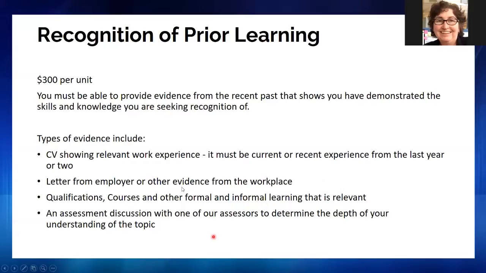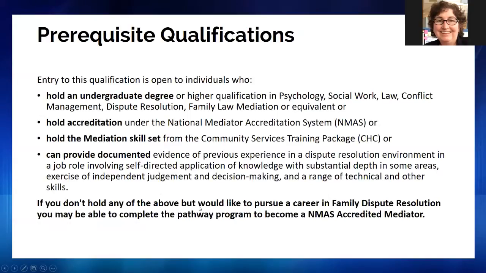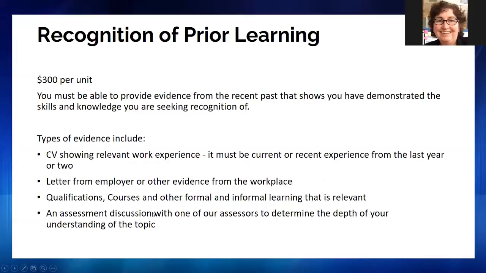A letter from your employer or other evidence from the workplace. You can't just write up a CV. You would need some sort of evidence to say that it's actually true. Qualifications, courses and other formal or informal learning may be relevant, particularly the core unit around family violence. Quite often people might be able to get recognition of prior learning for that one because they have been working in that industry for a period of time. And then the final thing is we'd normally have an assessment discussion with one of the assessors to determine that you do have the required depth of knowledge. Remember, this is a postgraduate graduate diploma level qualification.